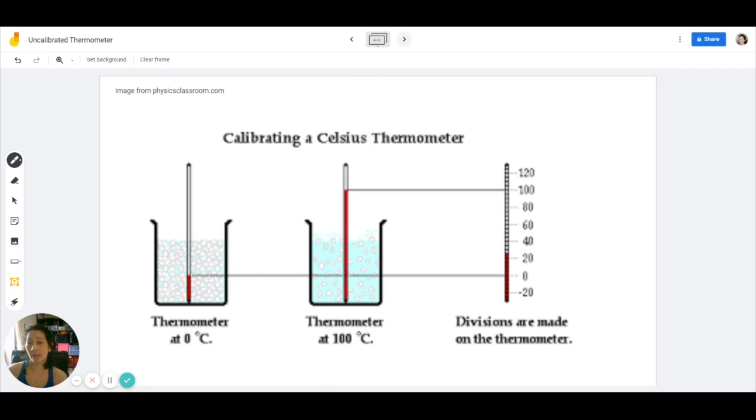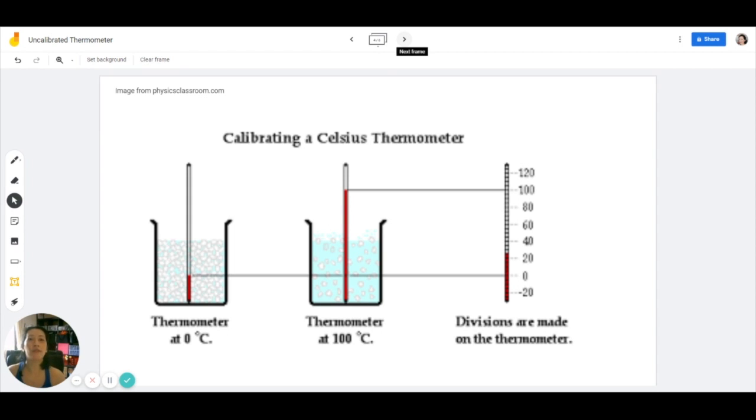So this is a diagram I've taken from physicsclassroom.com just to show you how the markings are made on the thermometer. So we have the thermometer placed in melting ice, that temperature will be 0 degrees Celsius, and that's the marking we have. Take the same thermometer, place it in boiling water, that temperature is 100 degrees Celsius, and that would be the marking over here. Divide this equally into 100 spaces. Take that same scale, and then you can extrapolate it beyond 100, and 0.